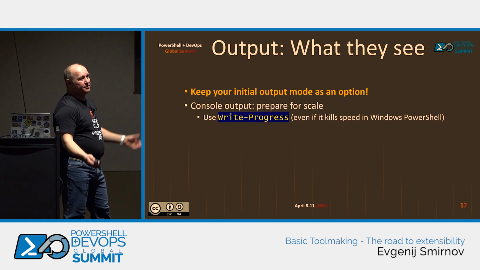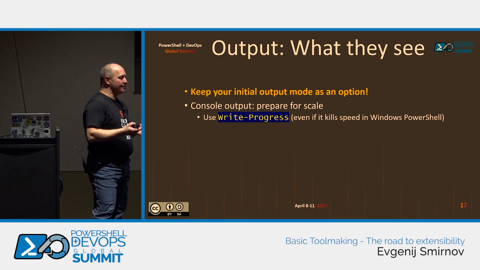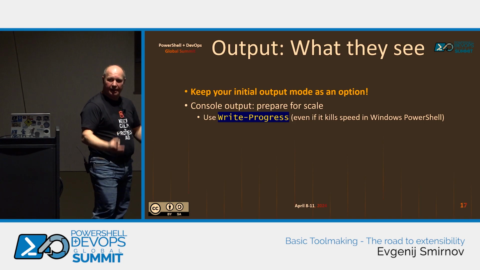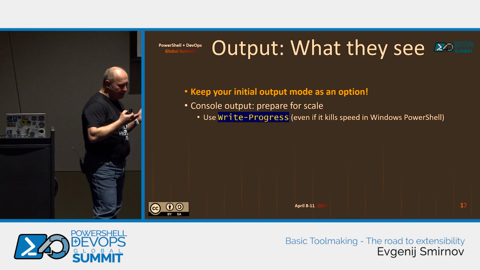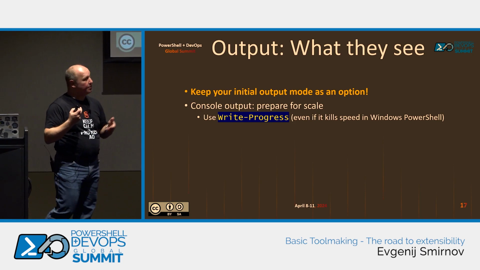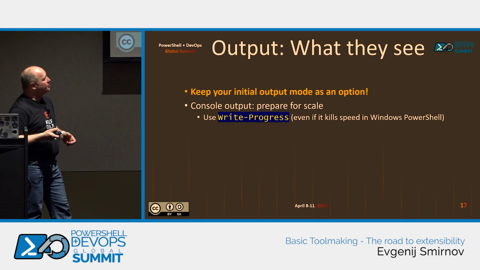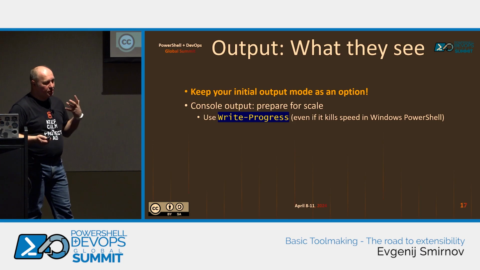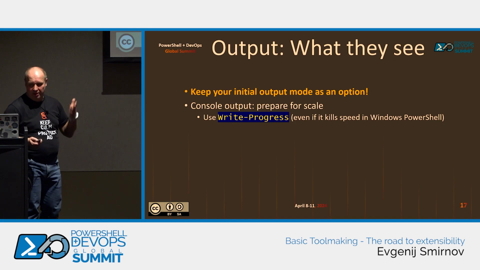Use write progress if you're doing console output. Write progress sucks performance-wise on Windows PowerShell, no doubt about it. But still, do use it. You don't have to log each iteration in write progress. It could be 1 in 100 or something, but do use it so that the user is not frustrated by having to wait too long without anything happening.